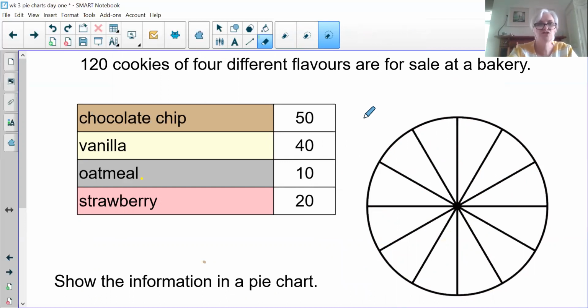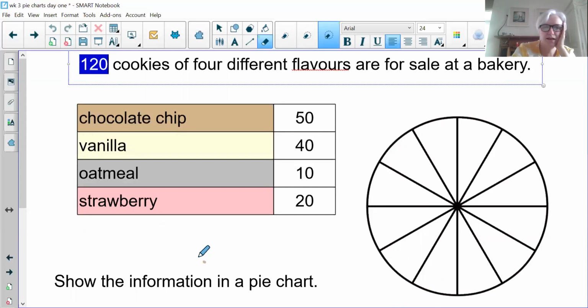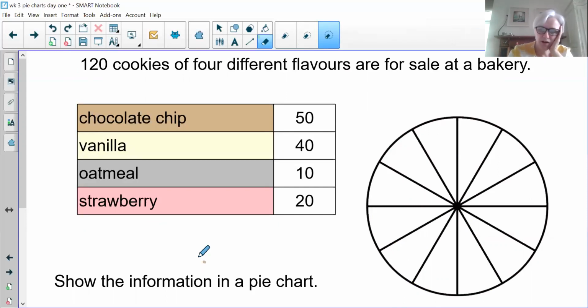So, 120 cookies of 4 different flavours are for sale in a bakery. We've got chocolate chip, vanilla, oatmeal, and strawberry. Don't know what your favourite is. Mine's probably strawberry. So, chocolate chip cookies are 50, vanilla cookies are 40, oatmeal at 10, and strawberry at 20. And we know that altogether there are 120 cookies.